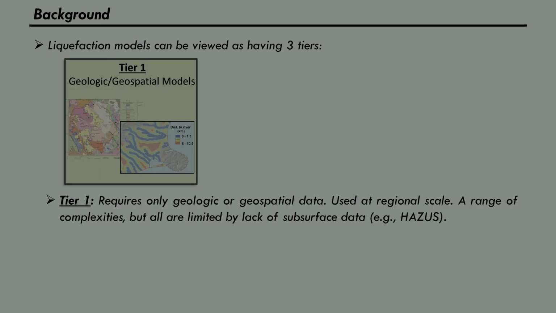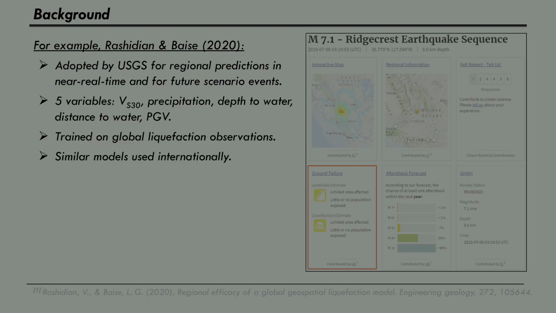In my view, there are three tiers of liquefaction model. The first would not use any subsurface data. It would use geologic maps, freely available geospatial proxies. This is usually what we're resigned to using in regional scale studies. This would be a model like HAZUS. Another example would be Rashidian and Baise.